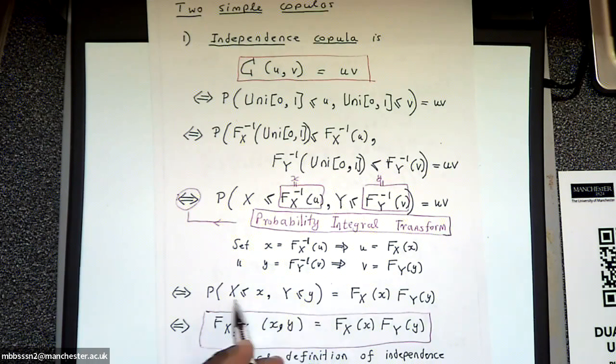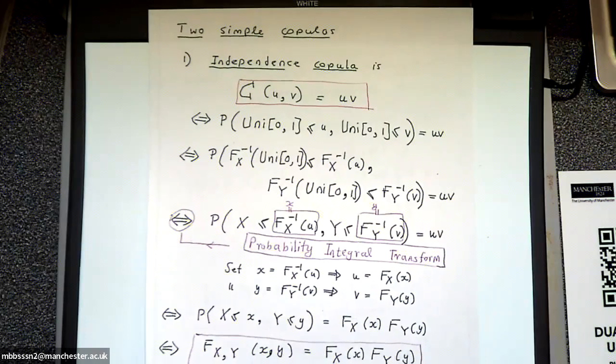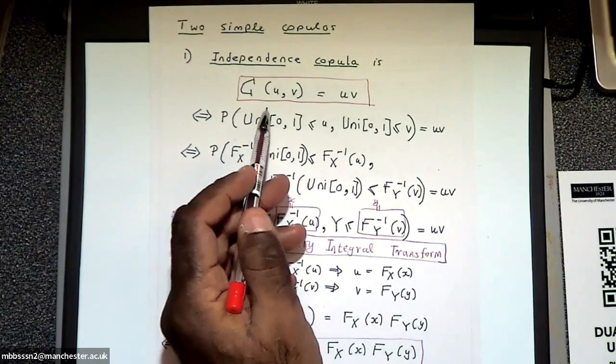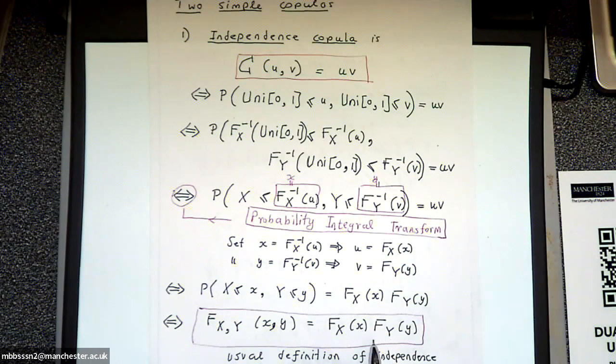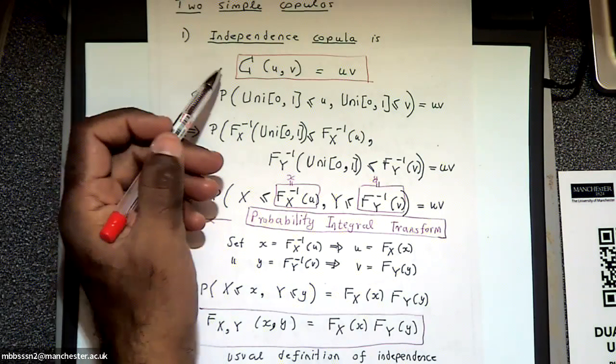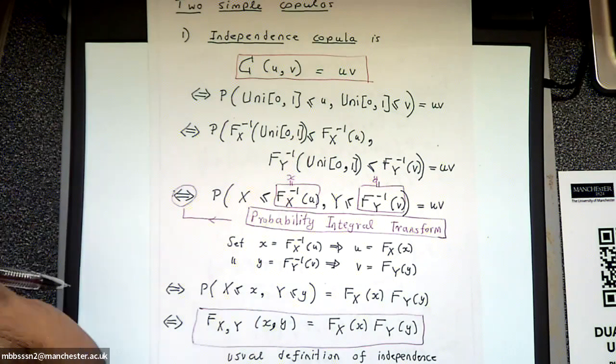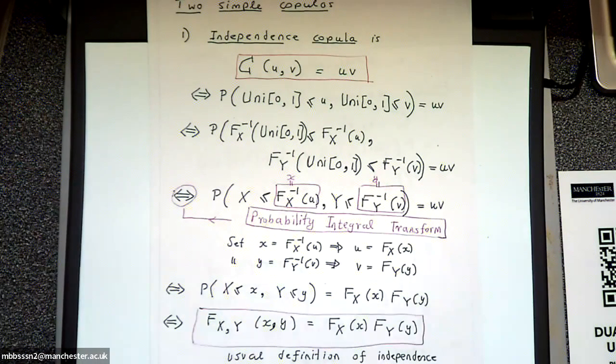Now, what you have here on the left-hand side is the joint CDF of x and y, equal to the product of the marginal CDFs. So what I have shown is that this statement here is equivalent to this statement. And this statement is the usual definition of independence of two random variables. You probably know this from a long time ago, that you say that two variables, x and y, are independent if the joint CDF is the product of the marginal CDFs. Now, what I have shown here is that this statement is equivalent, in terms of the copula, to this statement. Okay. You guys okay? Right.